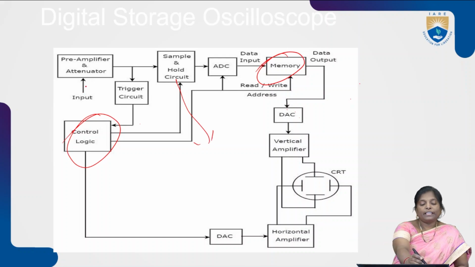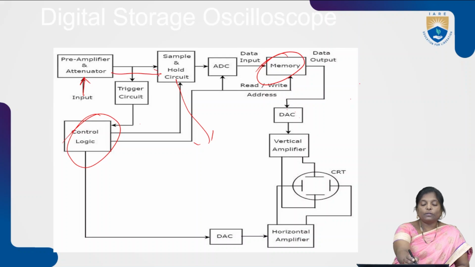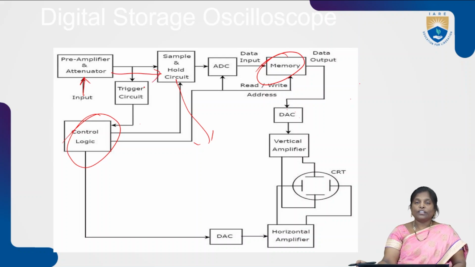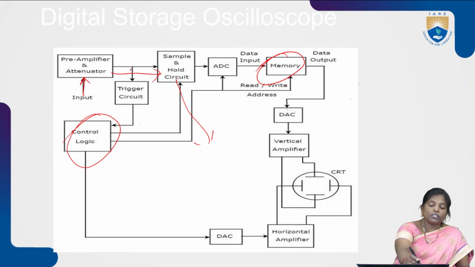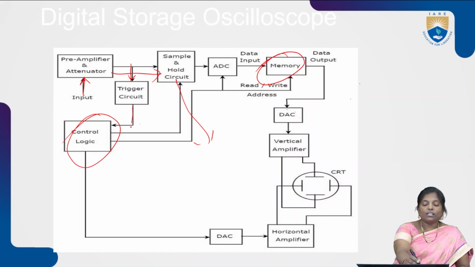So we initially apply the input signal to the preamplifier and attenuator section. In this preamplifier and attenuator, the input signal is amplified, that is strengthened. At the same time, unwanted signals are attenuated. Then the input signal is given to the sample and hold circuit. At the same time, the same input signal is given to the triggering circuit. In this triggering circuit, it generates the pulse signal.